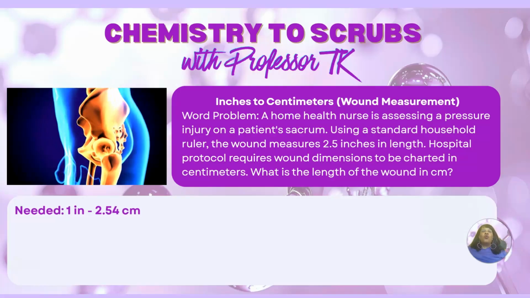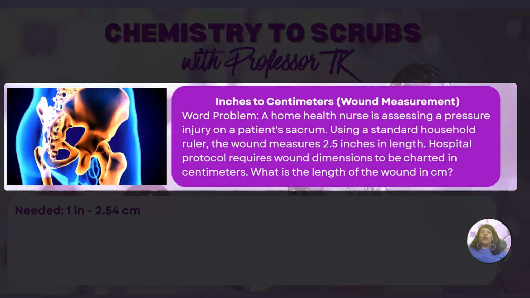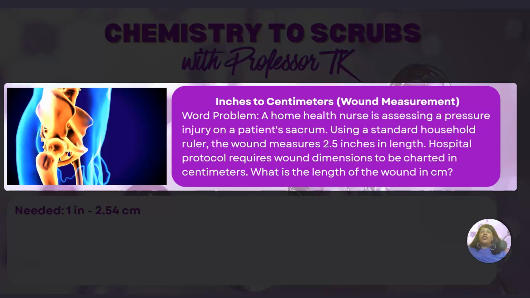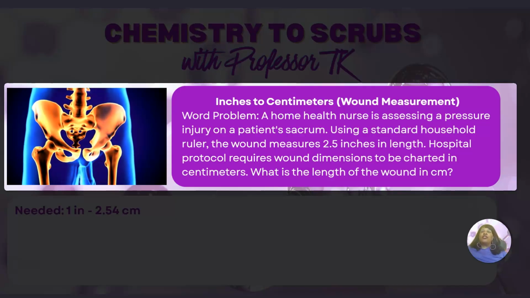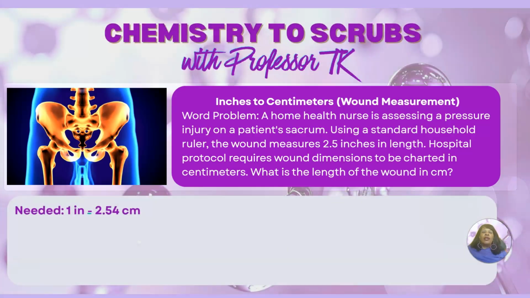Inches to centimeters wound measurement. A home health nurse is assessing a pressure injury on a patient's sacrum. Using a standard household ruler, the wound measures 2.5 inches in length. Hospital protocol requires wound dimensions to be charted in centimeters. What is the length of the wound in centimeters? So what we know here is that 1 inch is equal to 2.54 centimeters. So what you're measuring here, though, is the patient's wound was 2.5 inches, but you're converting that to centimeters.